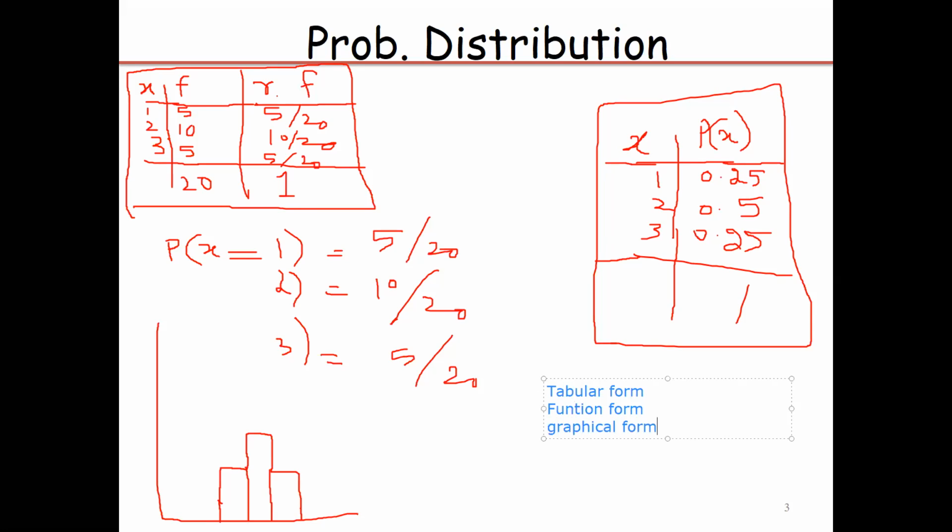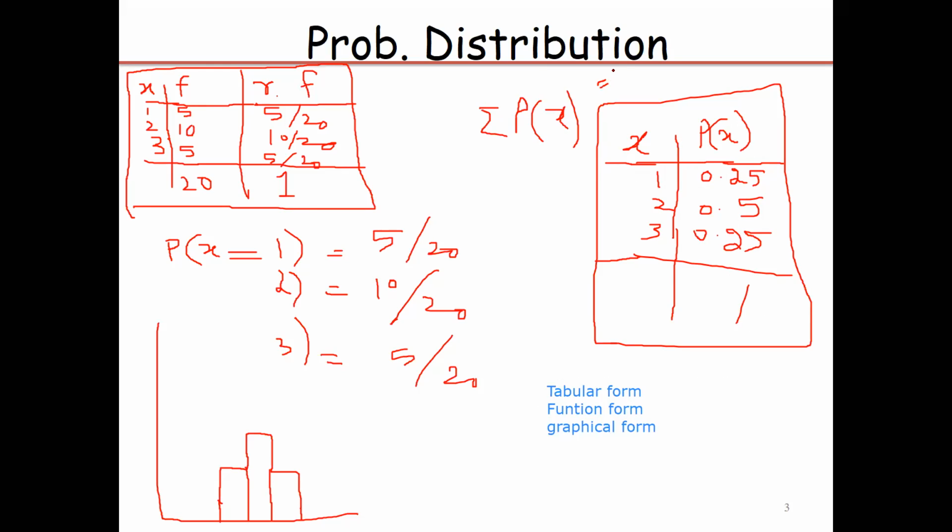Up to now, we have described the tabular form of a probability distribution. In a tabular form, we have two columns. In column 1, we have all values of the random variable. In column 2, we have the corresponding values of the probabilities. It has two conditions. The first condition is that the sum of all probabilities is 1, and the second condition is that none of the probabilities is negative. That's what you can see from here.